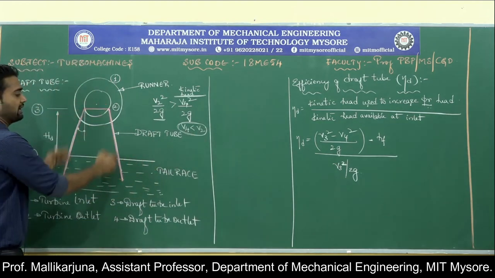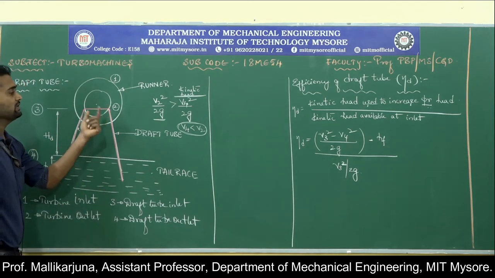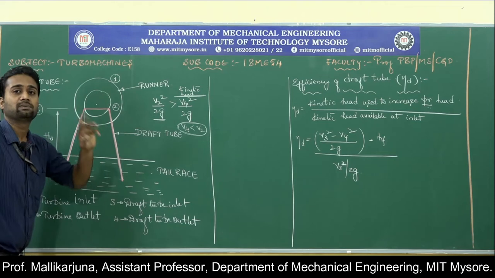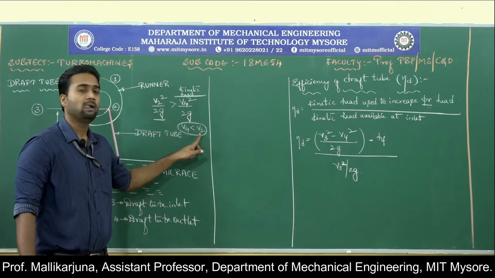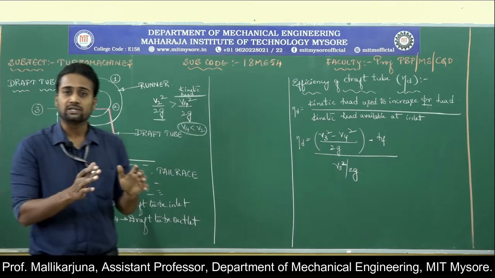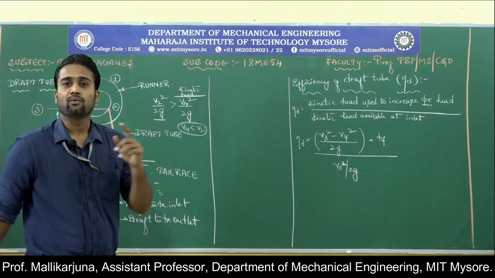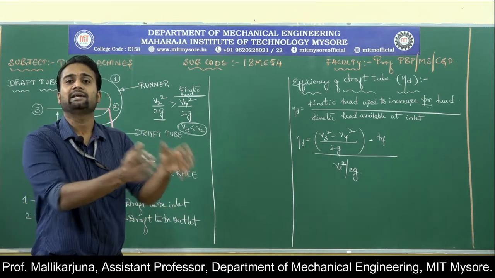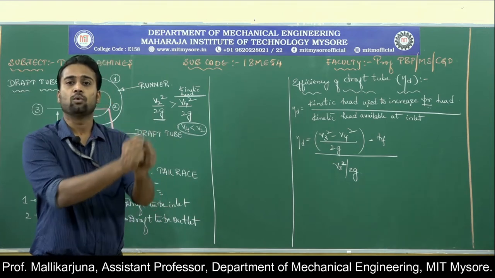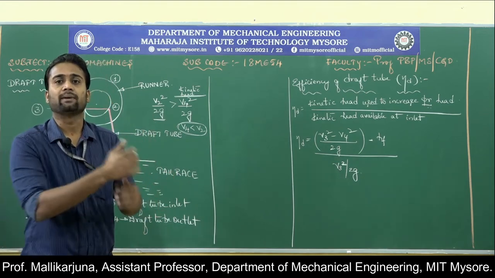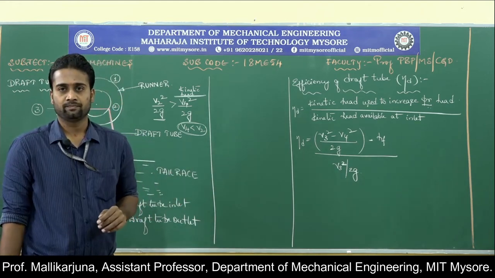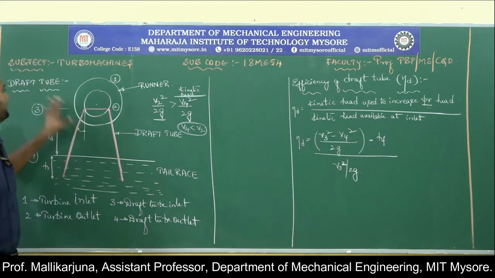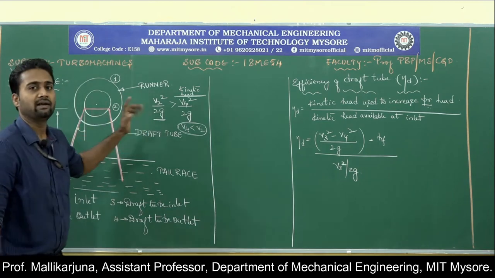By providing the draft tube, whatever the exit velocity which was V2 has been converted into V4, and V4 is much lesser than that of V2. By reducing the velocity, thereby increasing the pressure head, we are making more amount of kinetic head absorbed by the runner, and hence more power is getting generated, thereby the efficiency of the reaction turbine will increase. So this is the concept behind the draft tube, to reduce the kinetic head at the exit of the turbine.